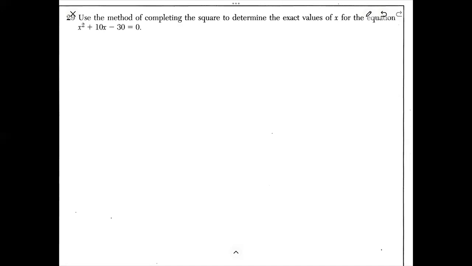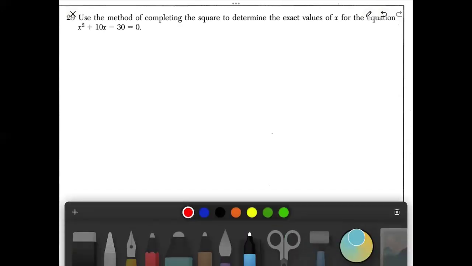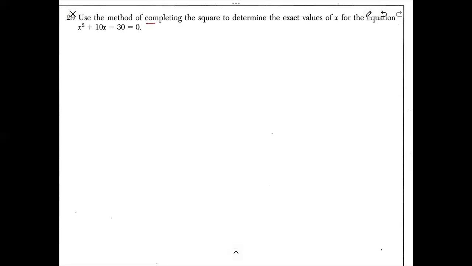I'm going to do question number 29 from the June 2024 Regents exam. This is a completing the square problem. Unfortunately, we didn't really get to cover completing the square. We just worked on the quadratic formula. But I'm going to do this using completing the square and show you how to do that.